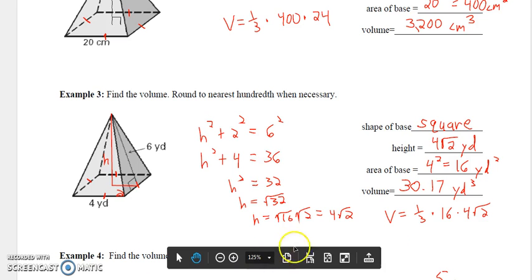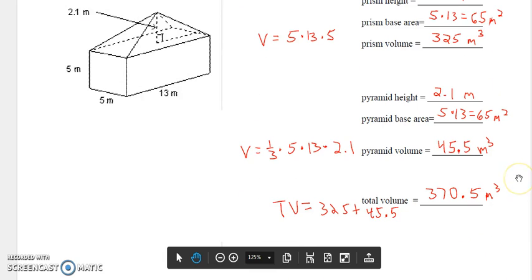So what's the volume? 1/3 times 16 times 4 root 2. Type it in just like that on your calculator, hit enter, and then round to the nearest hundredth, and you'll get the same answer that I got.